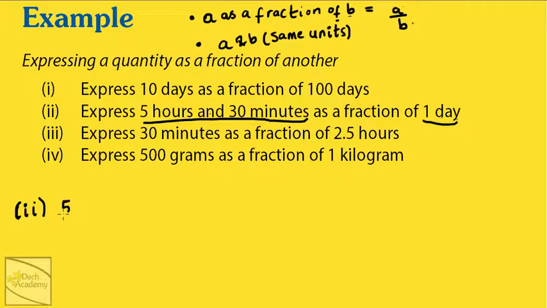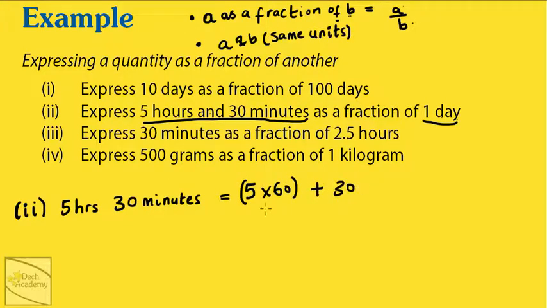So 5 hours and 30 minutes in minutes is what? Well, we already have the 30 minutes in minutes, so we're really interested in converting the 5 hours to minutes. So we have 5 hours, which is the same thing as 5 times 60 minutes, plus 30 minutes. What's 5 times 60? That's 300 plus 30. So we have 330 minutes.